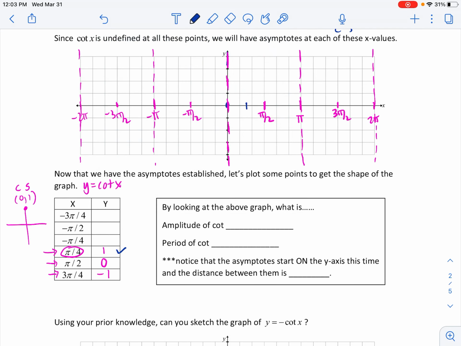Well, you guys, I know pi over 4 is right here. So at pi over 4, I'm up at 1. So that gives me my first dot over there. At pi over 2, I'm at 0, which is right there. And then at 3 pi over 4, I'm right here, and it's at negative 1.